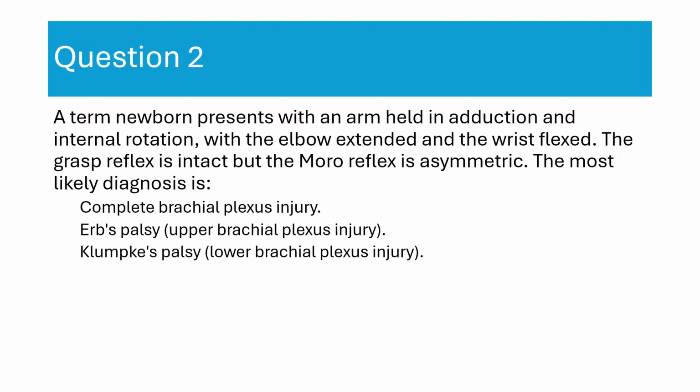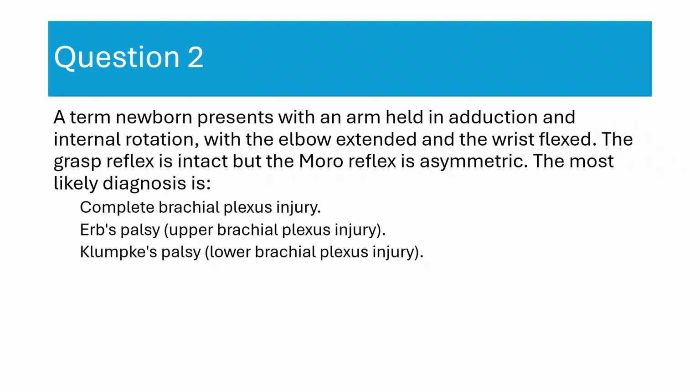A term newborn presents with an arm held in adduction and internal rotation, with the elbow extended and the wrist flexed. The grasp reflex is intact, but the Moro reflex is asymmetric. The most likely diagnosis is: complete brachial plexus injury; Erb's palsy, upper brachial plexus injury; Klumpke's palsy, lower brachial plexus injury. The correct choice is Erb's palsy, upper brachial plexus injury.